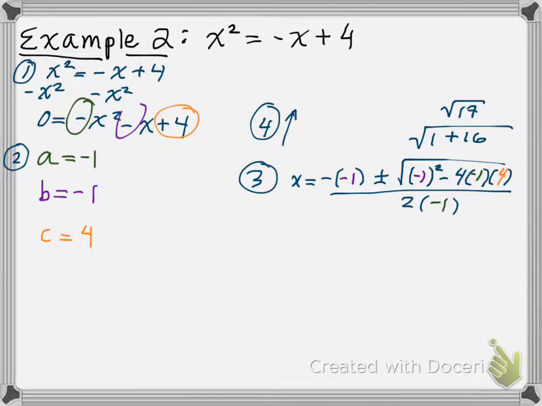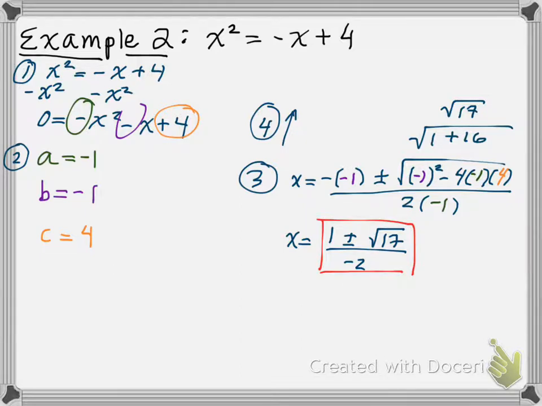And now I'm going to come back down and continue to simplify to my answer. So I have -1, which is a +1, plus or minus the square root of 17, all over 2 times -1, -2. In this case, what's inside of my square root, 17, is not a perfect square, so I can't really do any more simplification. So this is the precise answer.